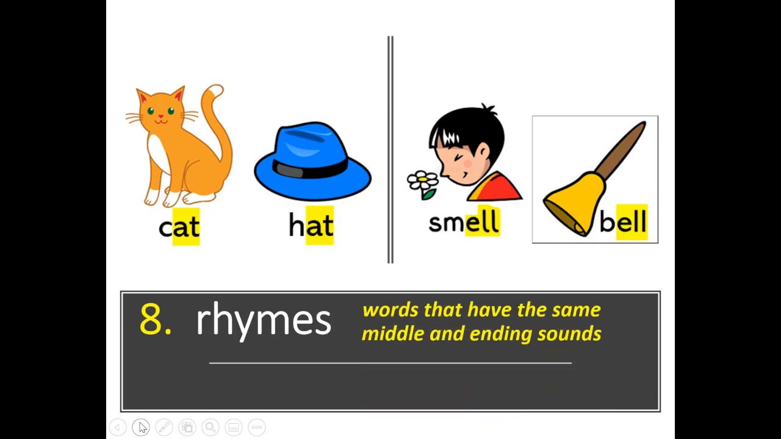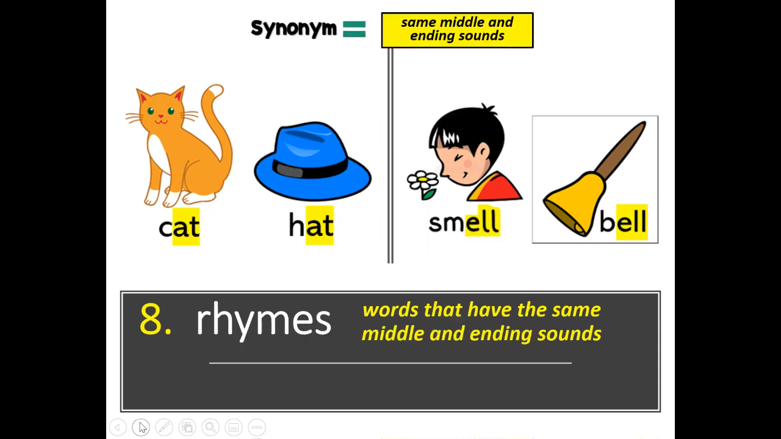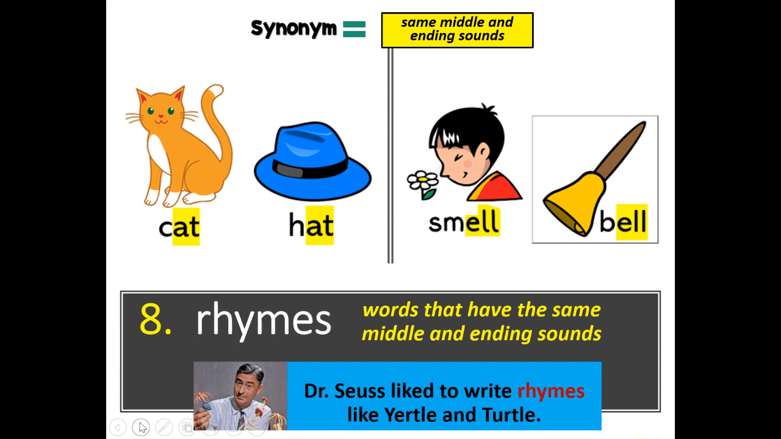Rhymes are words that have the same middle and ending sounds. So cat has at and hat has at. So cat, hat, rhyme. Smell, bell have the same middle and ending sound because they belong to the L word family. A synonym or a short definition could be same middle and ending sounds. Dr. Seuss liked to write rhymes like Yertle and Turtle. So make sure you write rhymes for number 8. If you need to, push pause, write the word, and when you're done, push play.